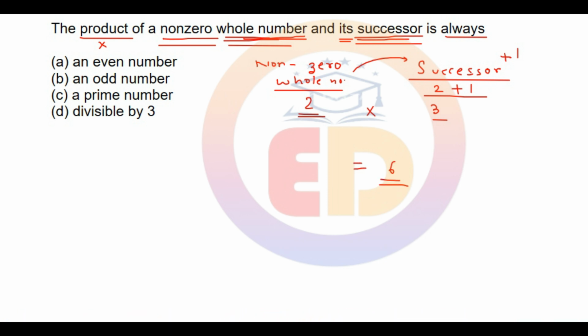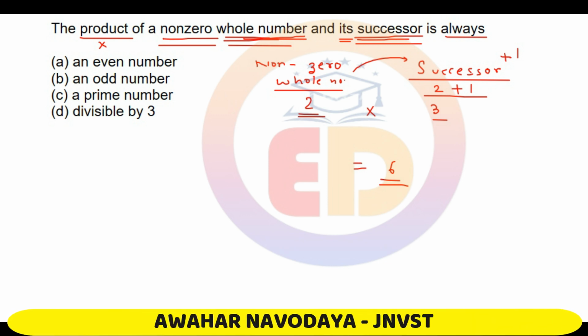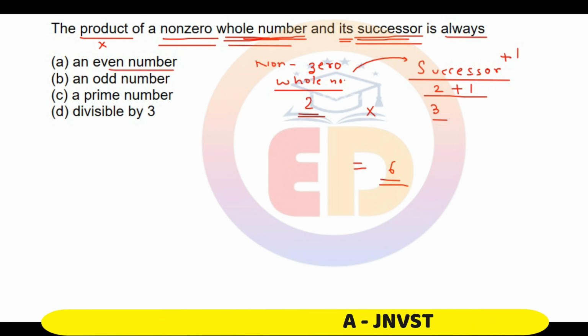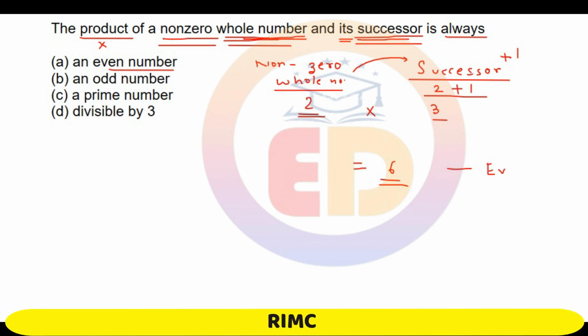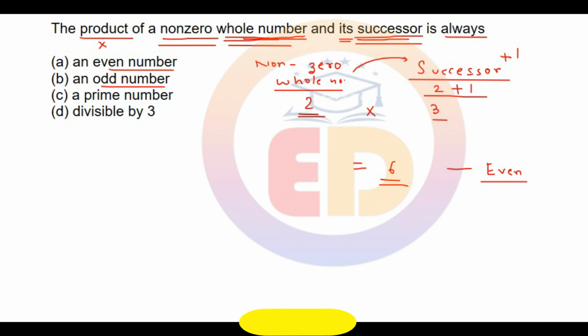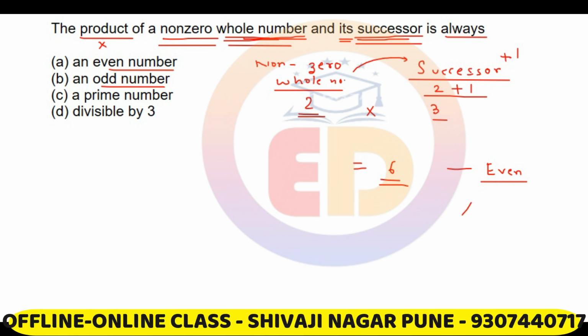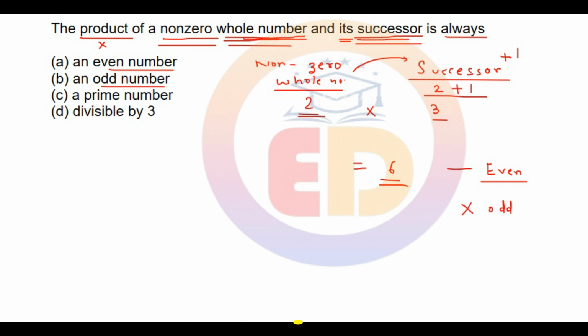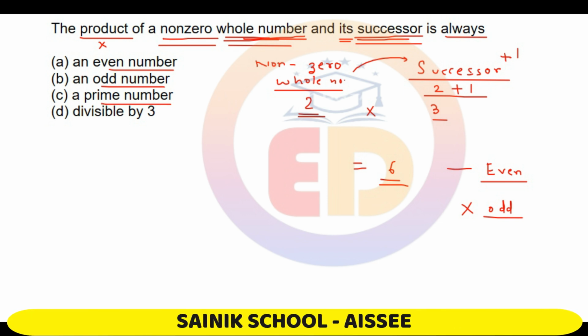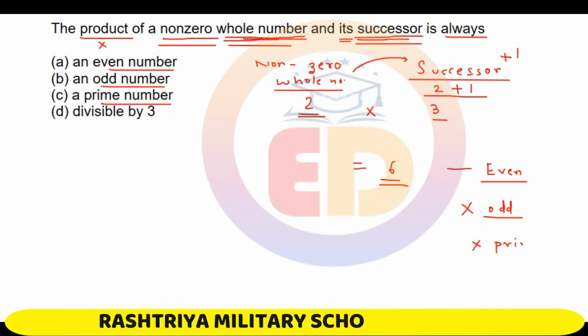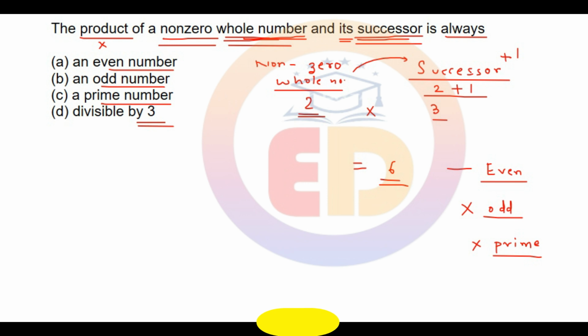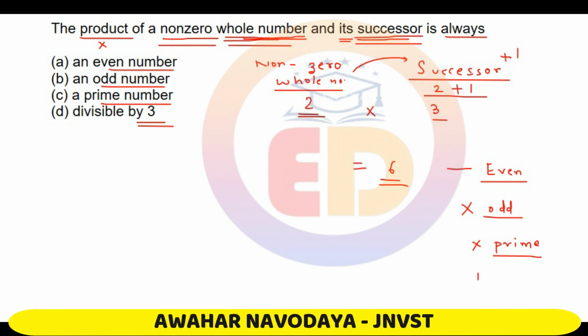Now let us analyze the options. The first option says it is an even number. Is 6 an even number? Yes, it is an even number. The second option says an odd number. No, 6 is not an odd number. The third option says a prime number. No, 6 is not a prime number. The fourth option says divisible by 3. In this case, it is divisible by 3.